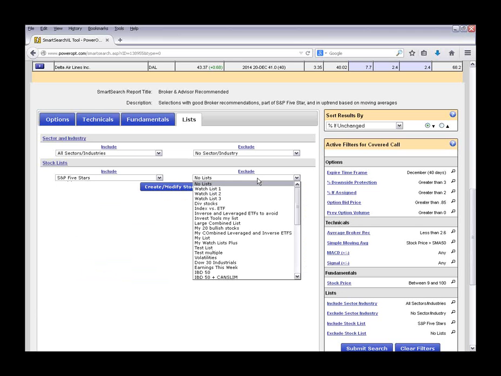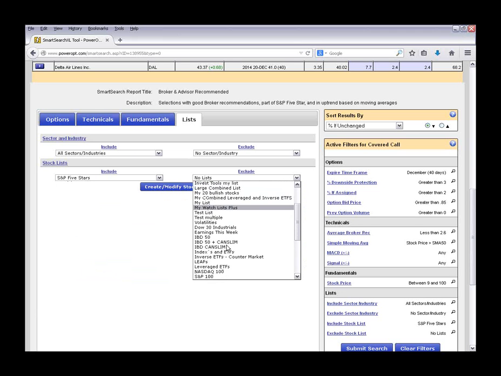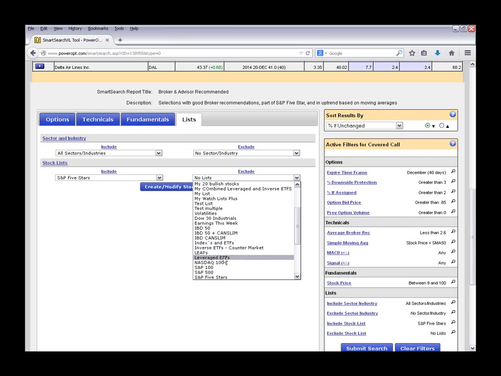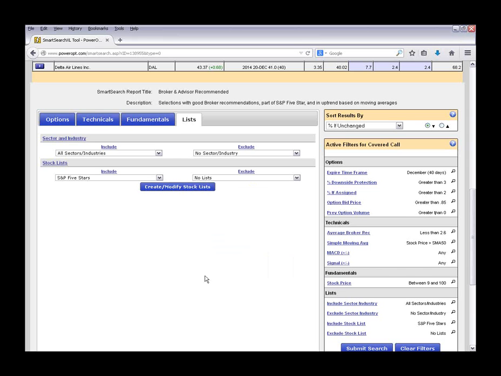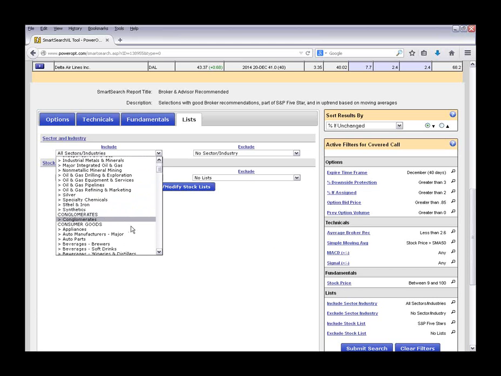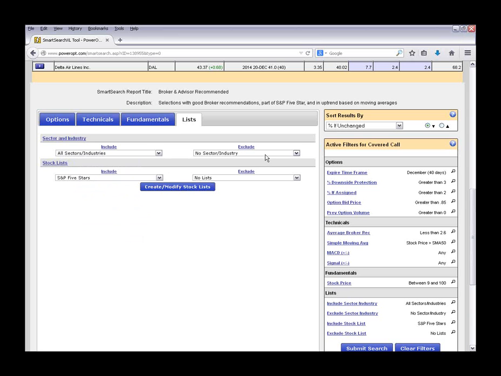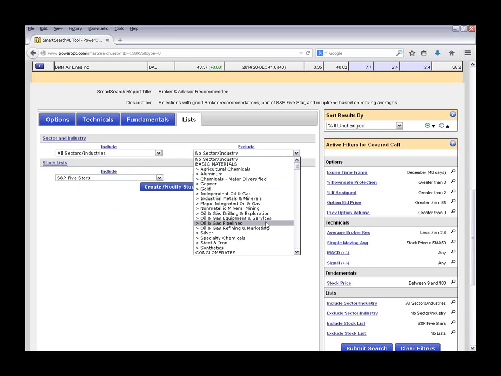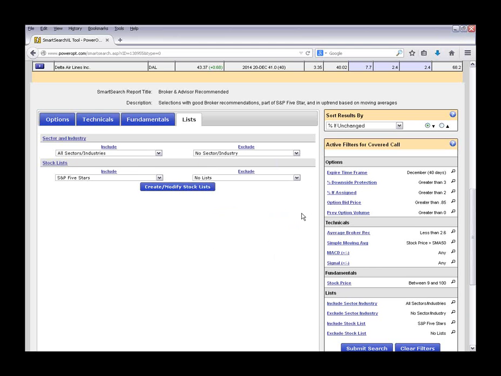And then we can also exclude a list. If we wanted to exclude the inverse ETFs or the leveraged ETFs, we could choose that from our covered call results as well. In addition to that, in the list field, if you wanted to screen specifically against a given sector or industry, we could screen just against basic materials, conglomerates, and so forth, or we could choose to exclude a specific sector or industry as well. If we wanted to remove healthcare or biotech stocks, for example, we can exclude those also.